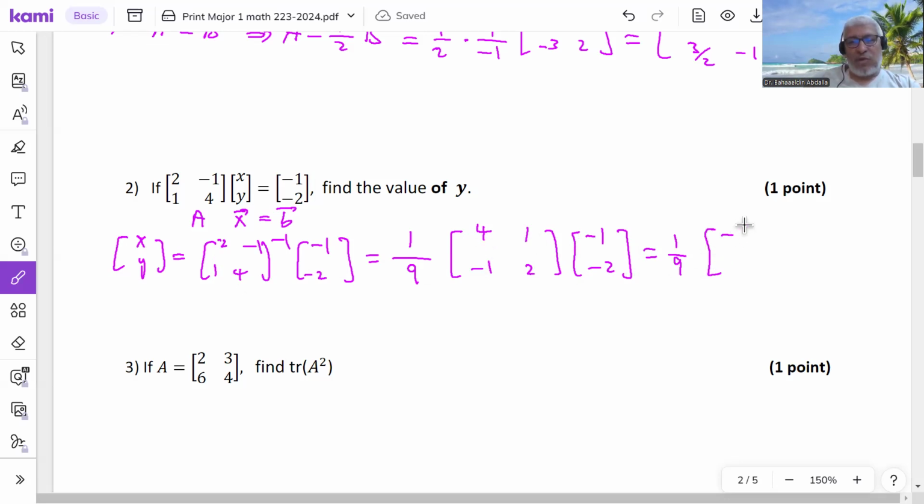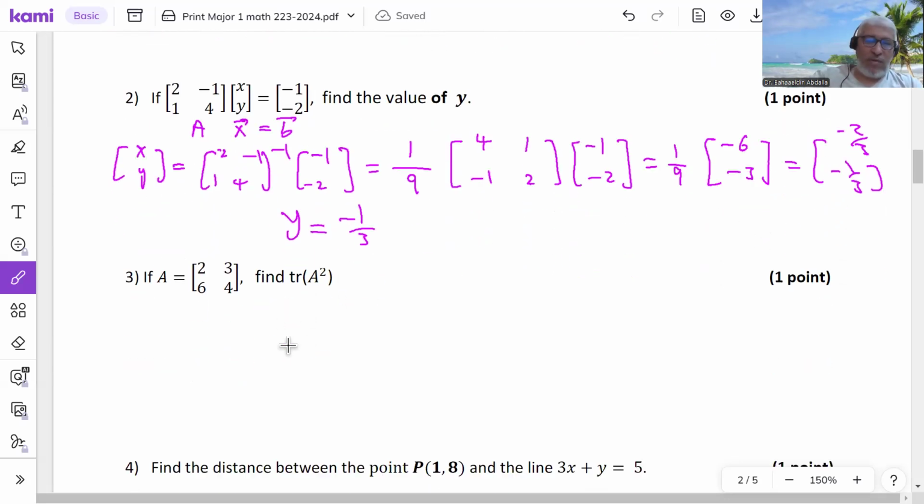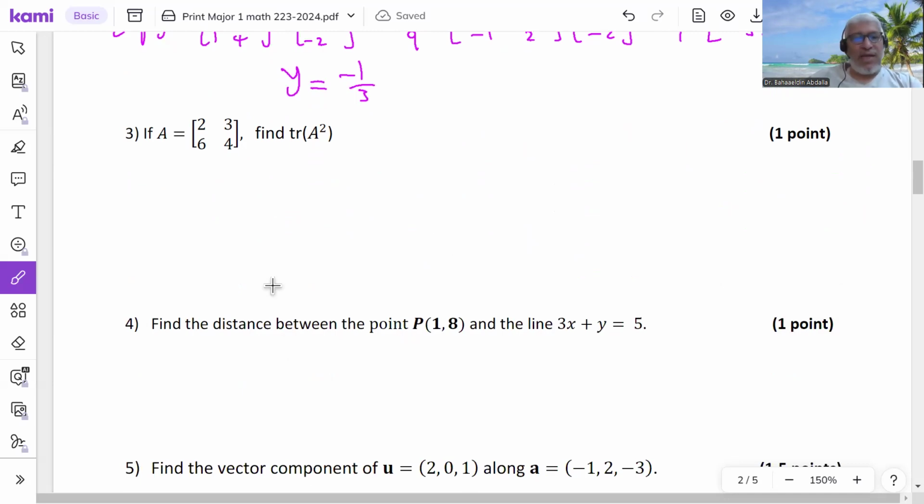-4 minus 2 is -6. 1 minus 4 is -3. So finally, -6 over 9 is -2 over 3, and -3 over 9 is -1 over 3. He's asking about y, so y is -1 over 3. Trace of A square.